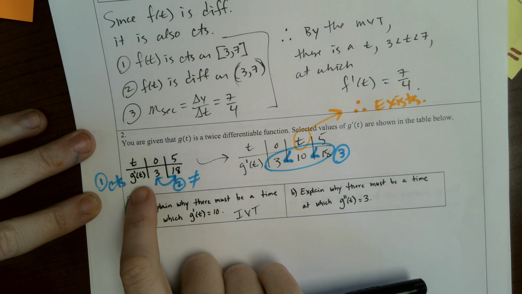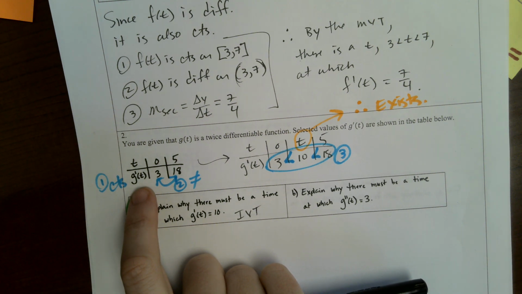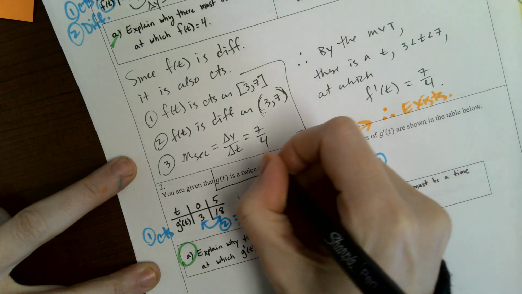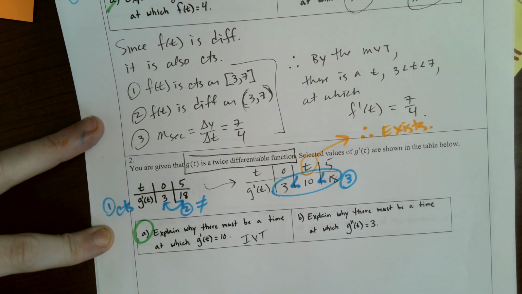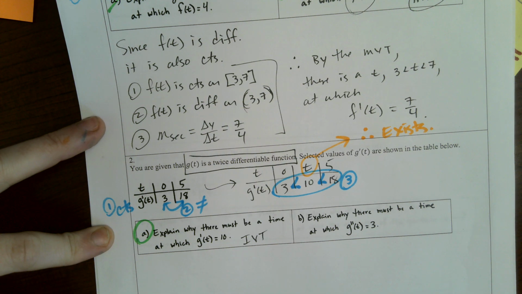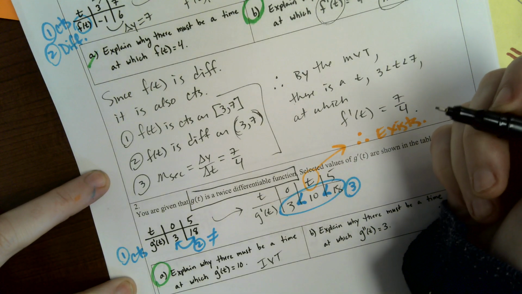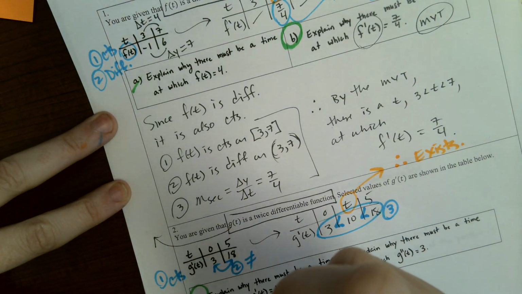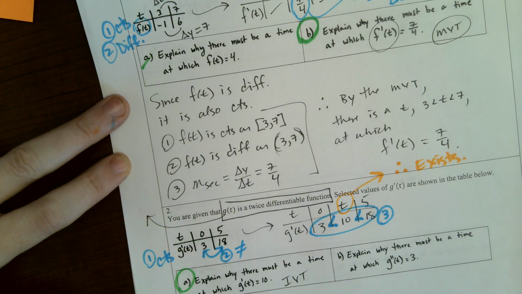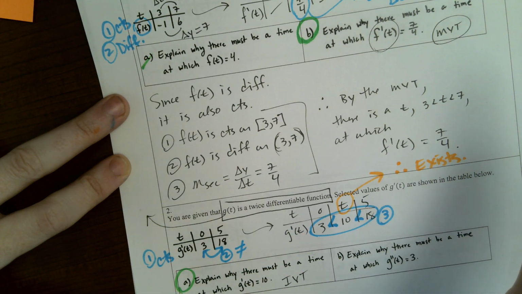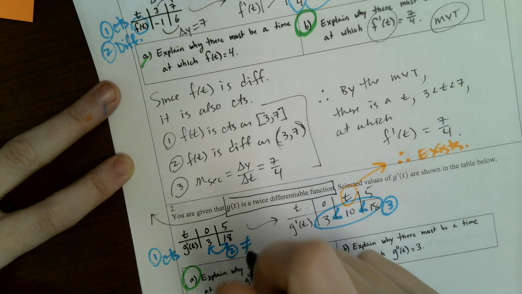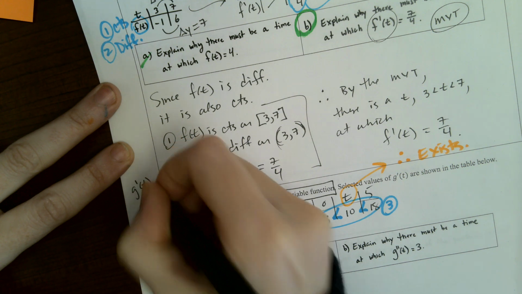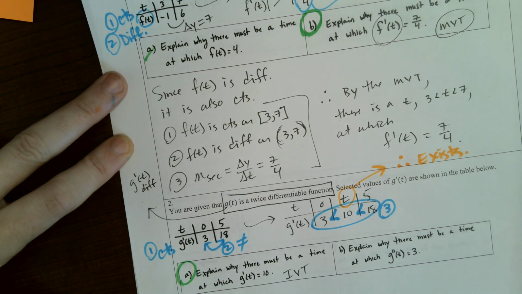So now this is my first thing that I have to say, and they did not tell me this. They didn't say this was continuous. What they said was that g of t is a twice differentiable function. What does it mean that g of t is a twice differentiable function? It means a few things. It means that g of t is differentiable. That's got to be clear. If it's twice differentiable, it's differentiable. But it also means that g prime of t is differentiable, because it's twice differentiable.